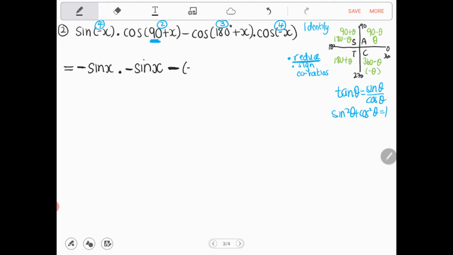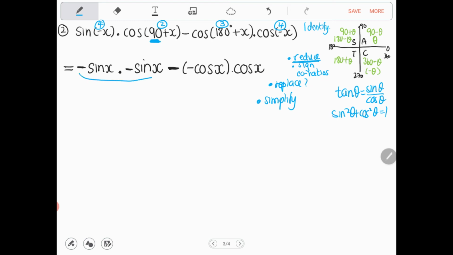Cos in the third is negative. And cos in the fourth is positive. All right, so just checking. Do I have anything that I need to replace? No, I've got no special angles and I don't have any tan to replace. So I go on to simplify.